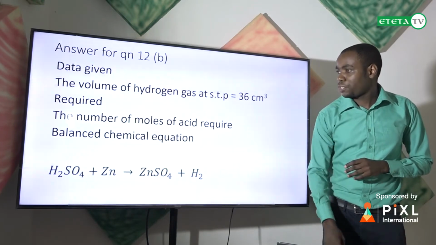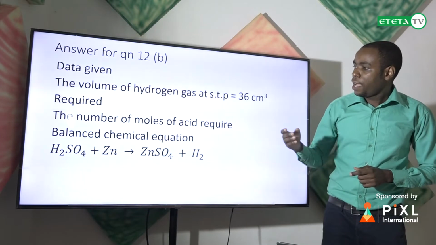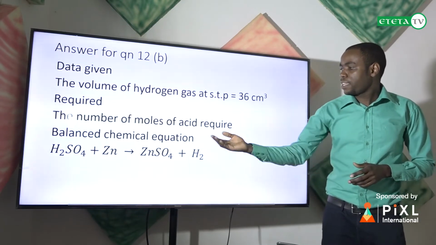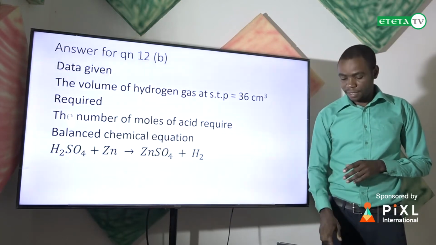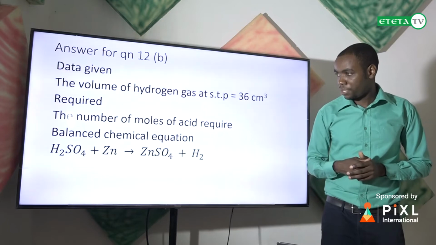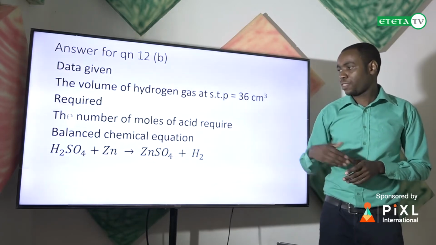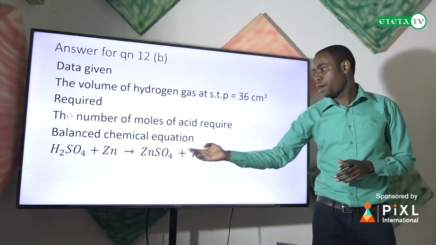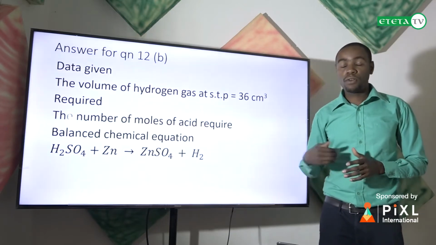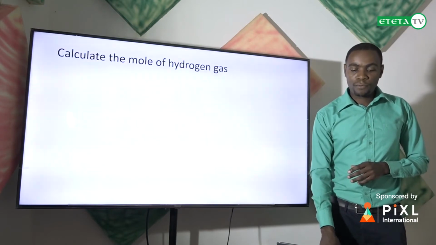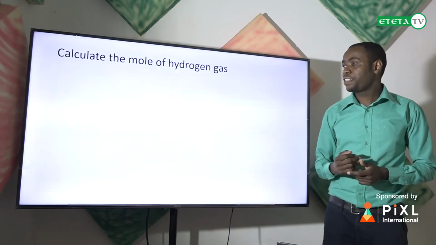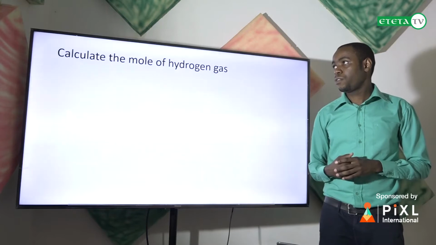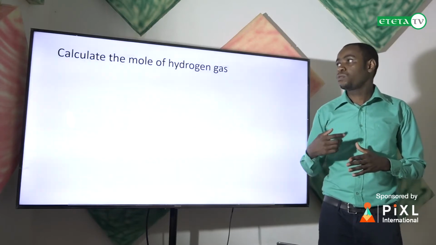Now, from the balanced chemical equation, sulfuric acid reacts with zinc to give zinc sulfate and hydrogen gas. So this is the balanced chemical equation. 1 mole of sulfuric acid reacts with 1 mole of zinc to give 1 mole of zinc sulfate and 1 mole of hydrogen gas. Now, first of all, you have to calculate the number of moles of hydrogen gas. You want to remember, you have been given the volume of hydrogen gas.